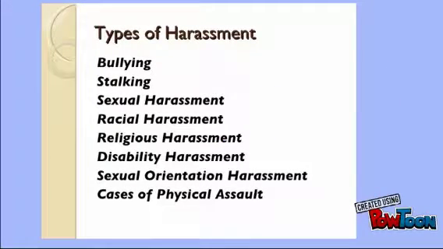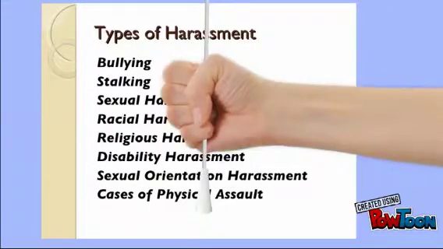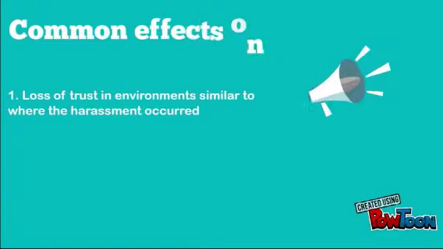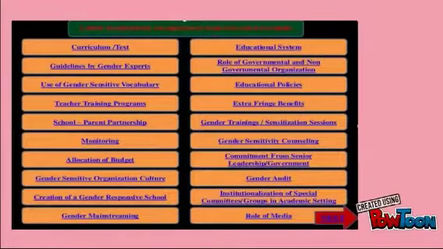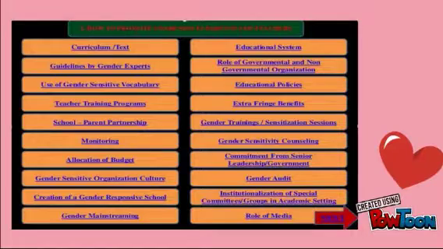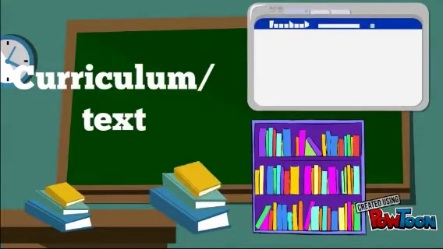These are other types of harassments. Common effects on the victims are these. These are how to improve awareness in parents and teachers. In curriculum or text, it is important that all text, reading material, and books be free of notion of gender inequality, as bias is embedded in textbooks, lessons, and teachers' interactions with students.